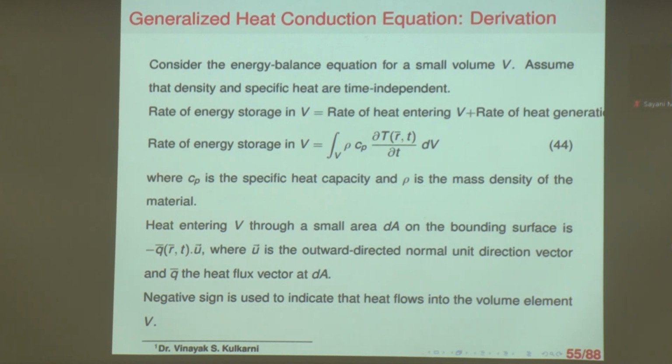The heat flux, as I told you yesterday, is the rate of change of temperature with respect to that particular space variable. And the minus sign is always there because heat flows from a higher temperature level to a lower temperature level. So heat flux entering through the bounding surface is nothing but minus q bar, which is a vector quantity, dotted with u bar, where u is the outward unit normal on that particular surface. So this is the heat energy entering through the bounding surface.